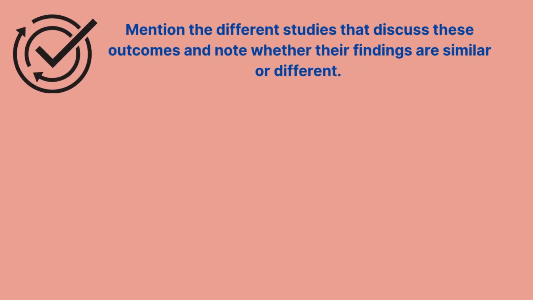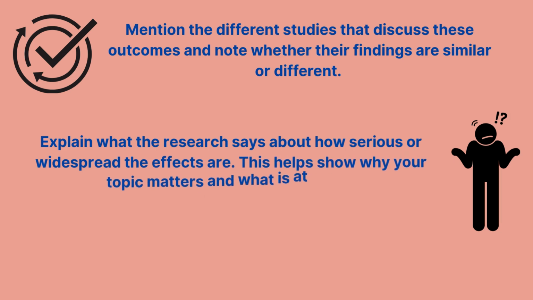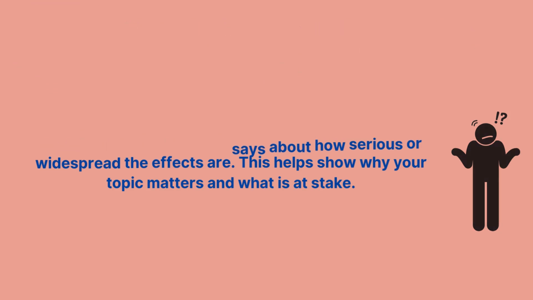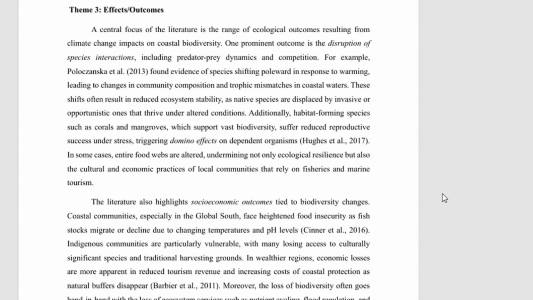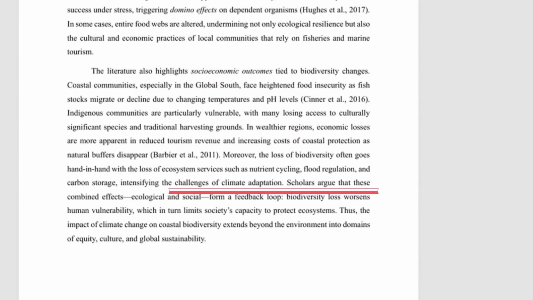Mention the different studies that discuss these outcomes and note whether their findings are similar or different. Explain what the research says about how serious or widespread the effects are. This helps show why your topic matters and what is at stake. This literature review example also includes the impacts that result from those causes. It analyzes various results related to the effects of the issue, what different researchers found about the effects, what types of evidence they discovered, and how those pieces of evidence compare with each other.